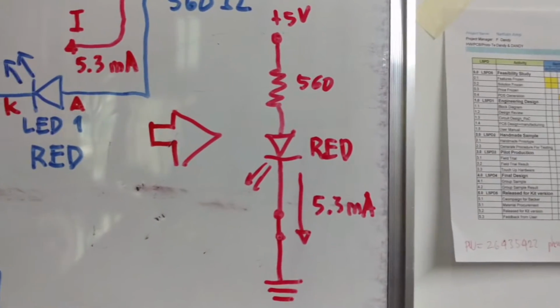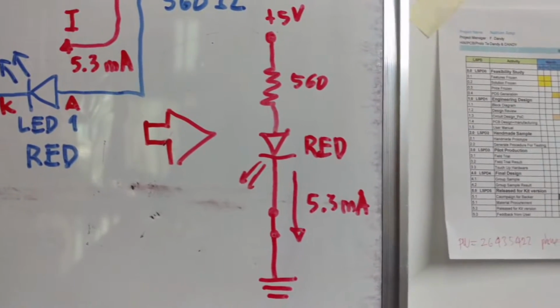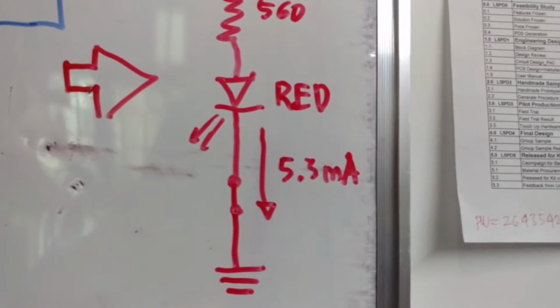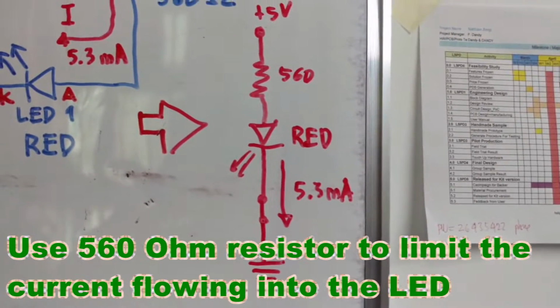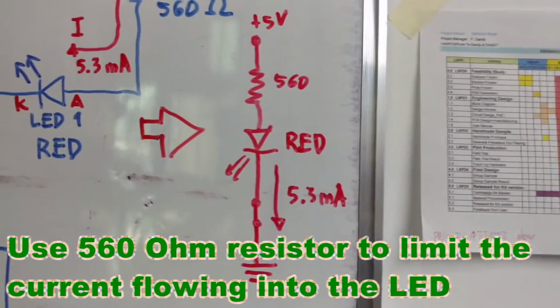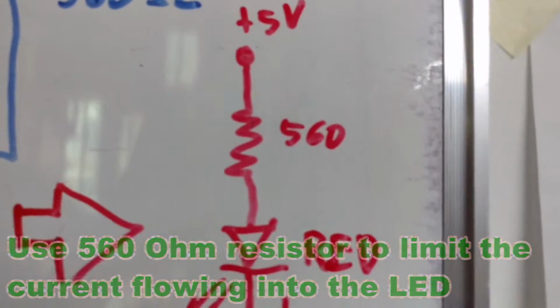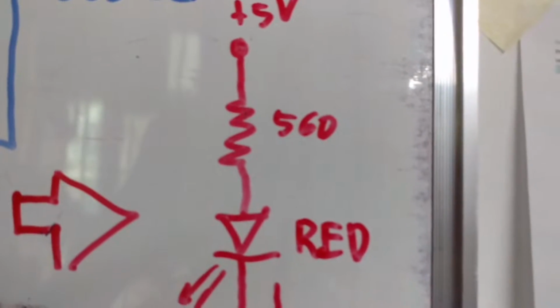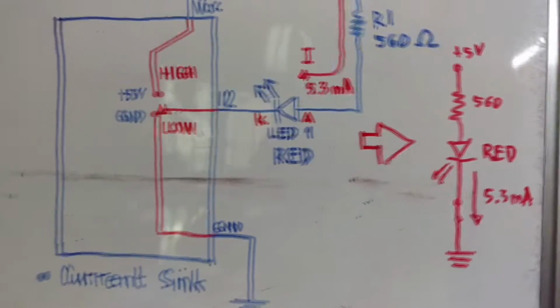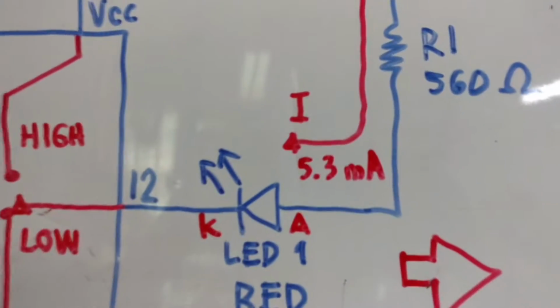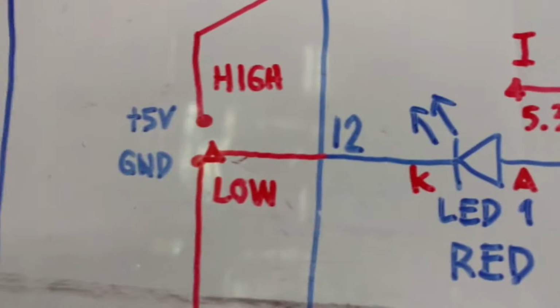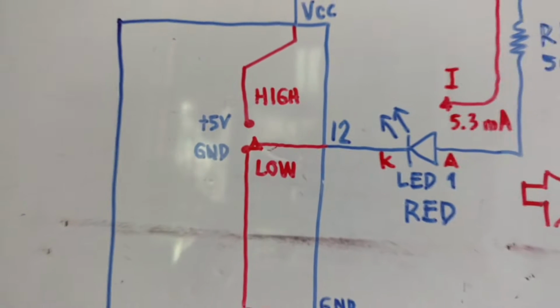So the red LED is now turned on, and the current flowing through it is about 5.3 milliamperes. This 5.3 milliamperes is controlled by the 560 ohm resistor. Since it is connected in the current sink configuration, the 5.3 milliamperes is going inside into the microcontroller.